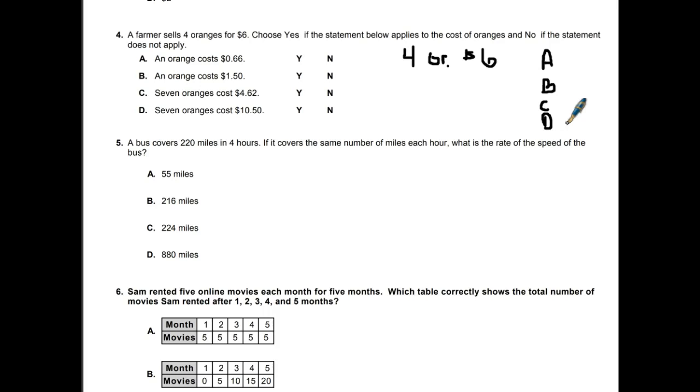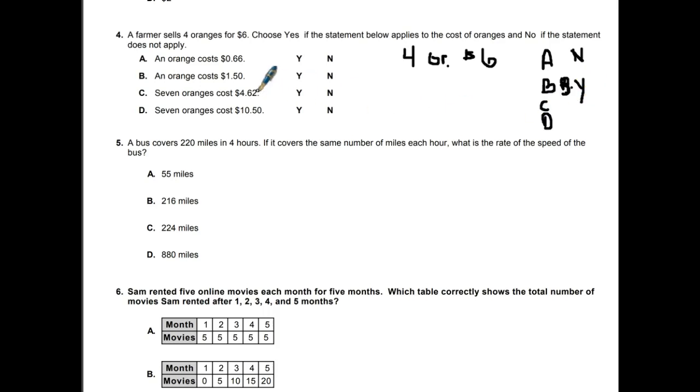Okay, so let's look at the first statement. A, an orange costs 66 cents. Well, if you found your unit rate, you know that that's not correct. That's a no. B, an orange costs $1.50. Well, if it's $6 for 4, then yeah, that would be your, oops, I'm putting a B. That would be your unit rate. Yes, that one is correct.